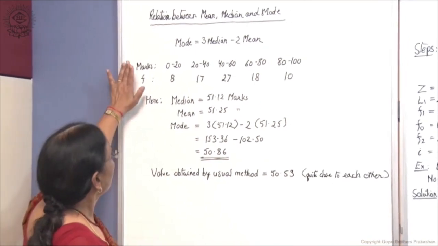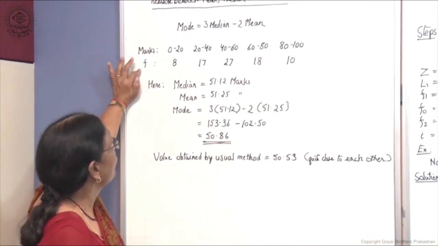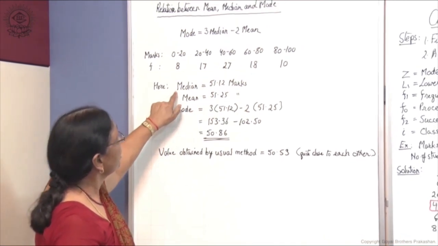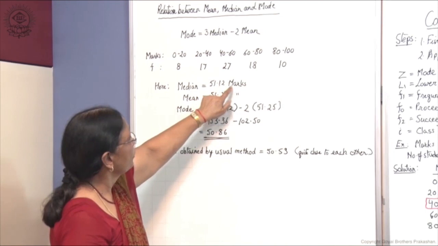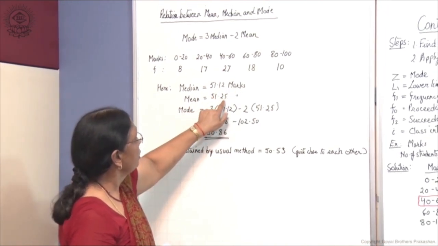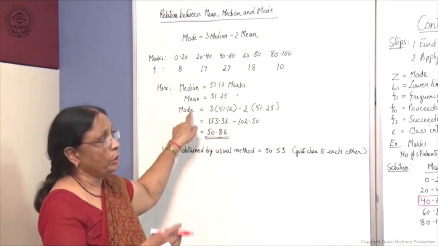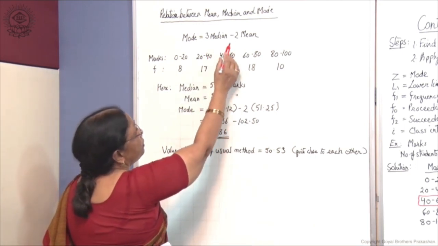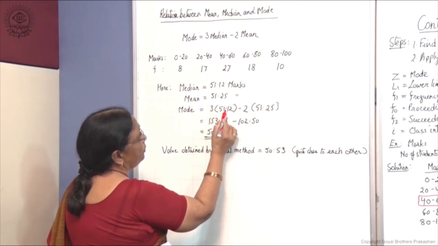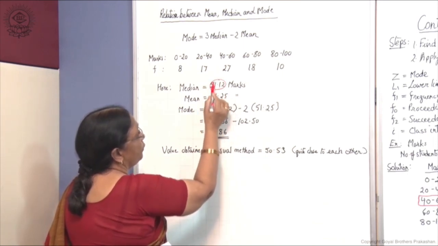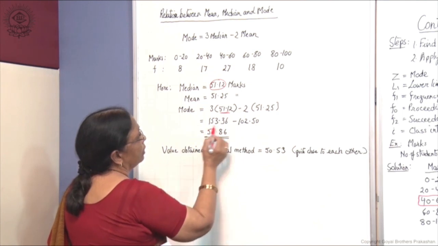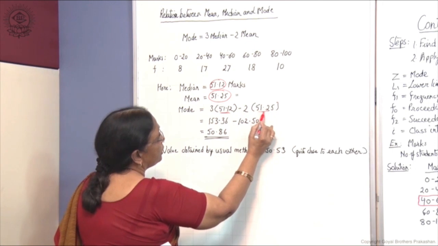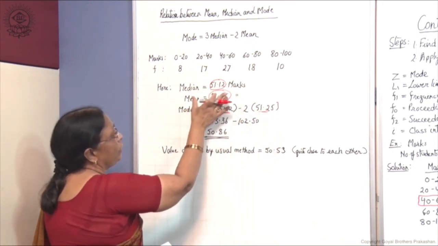Now take the example of marks and frequency. This is given. Here the median is given, and the mean is this much. Now what is mode? You are calculating mode here. So what is mode here? 3 median minus 2 mean. 3 median, this is 51.12, you will write down here, minus 2 mean. What is mean? 51.25. This is given, I have not calculated it.